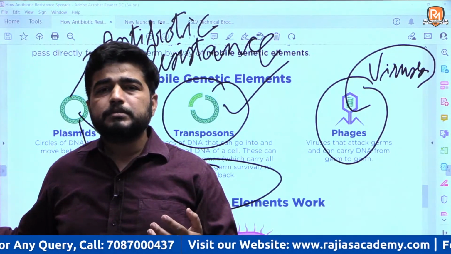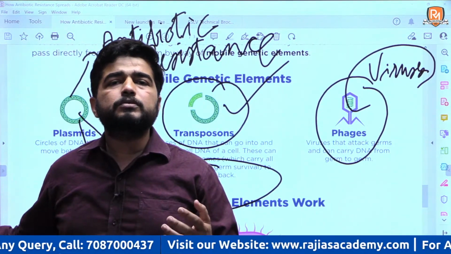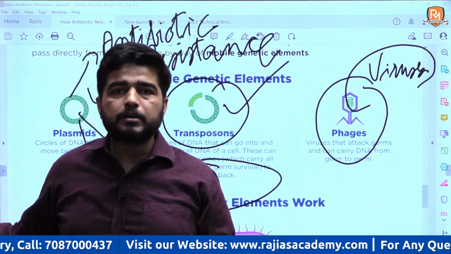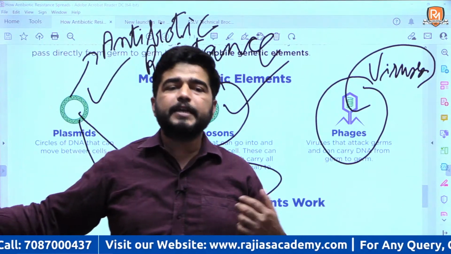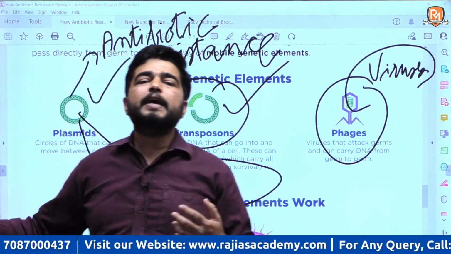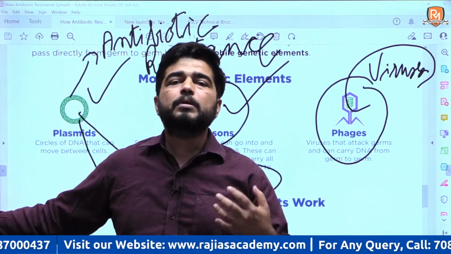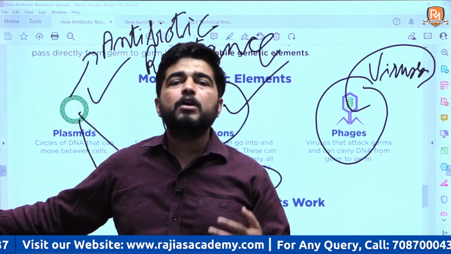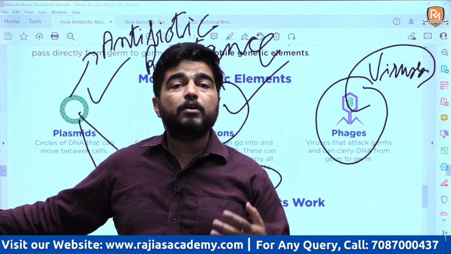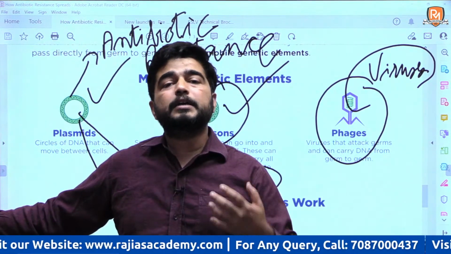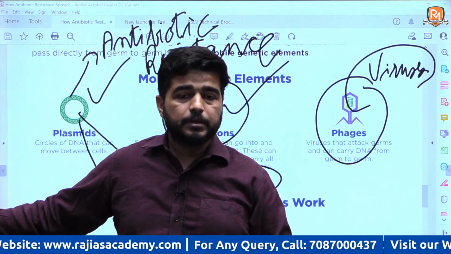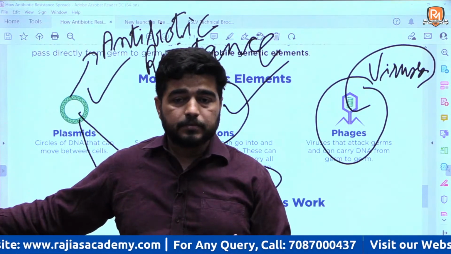How does this help? When these transposons are transferred from one chromosome to another, sometimes they get activated, and due to that activation they produce an effect which makes that bacteria or fungi resistant against different kinds of antibiotics and drugs.